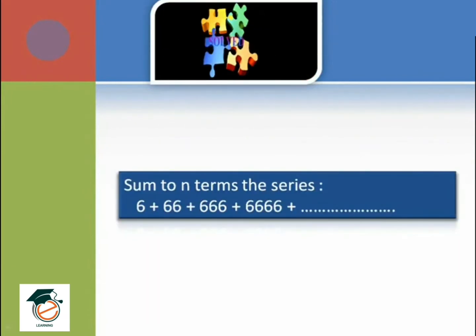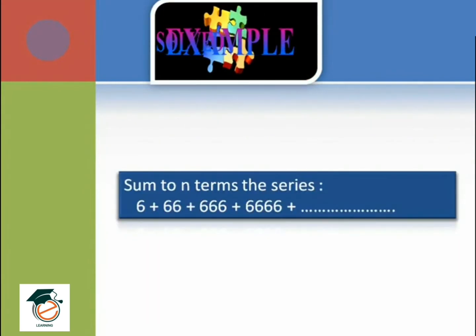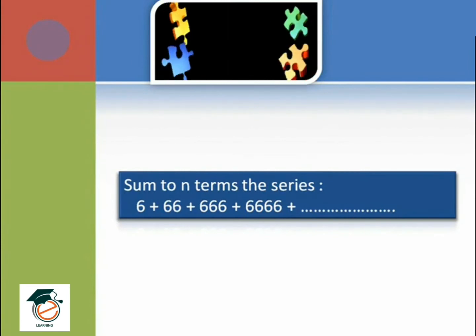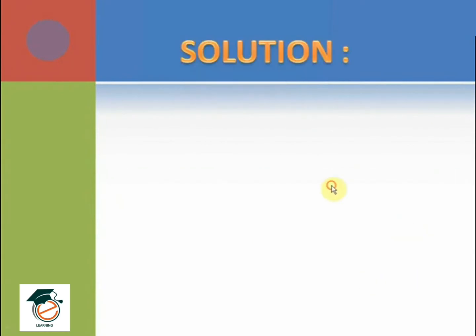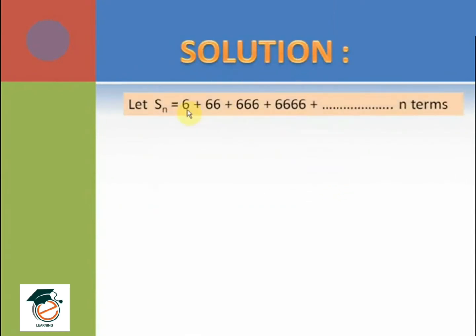Now based on the above formula for the sum of n terms of a GP, let's try to solve an example. Sum to n terms the series 6 plus 66 plus 666 plus 6666 and so on up to n terms. So again let's look at the solution. Let us say that Sn is equal to 6 plus 66 plus 666 and so on up to n terms.